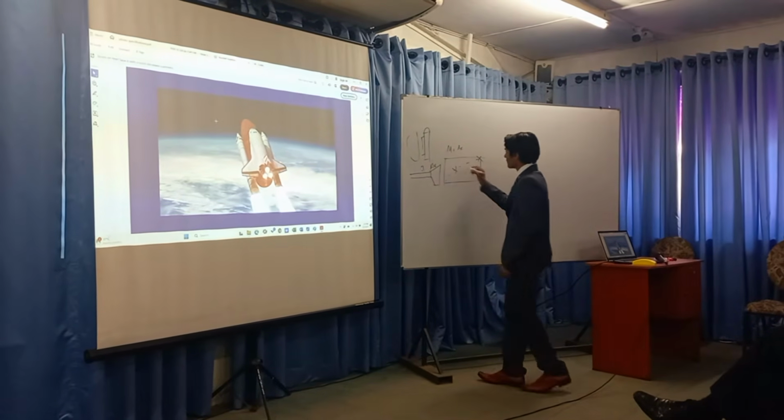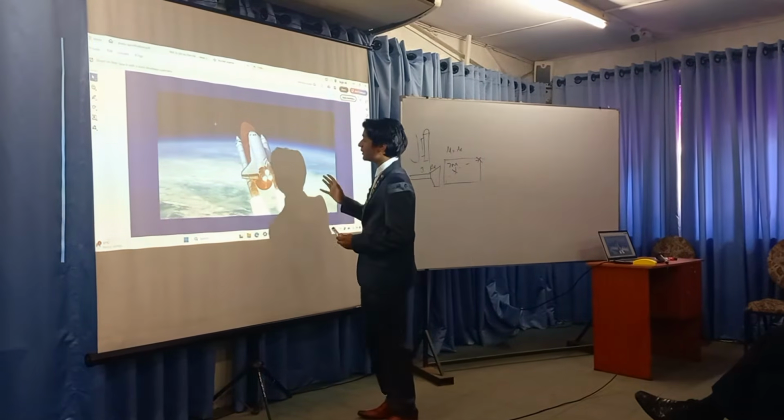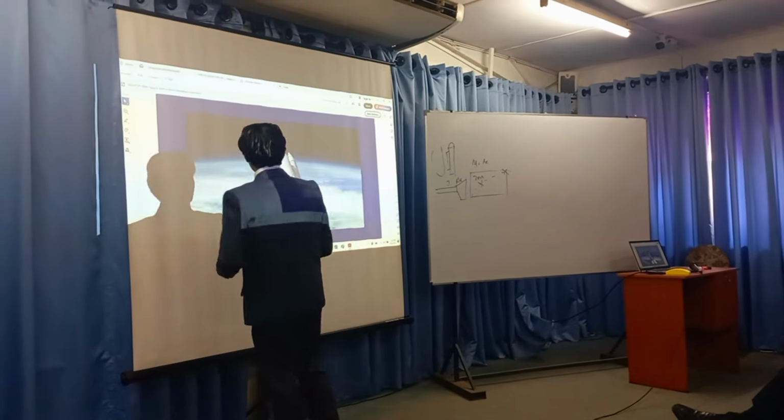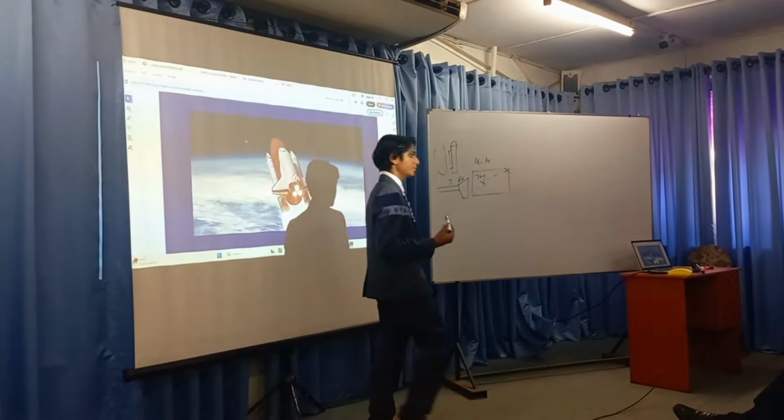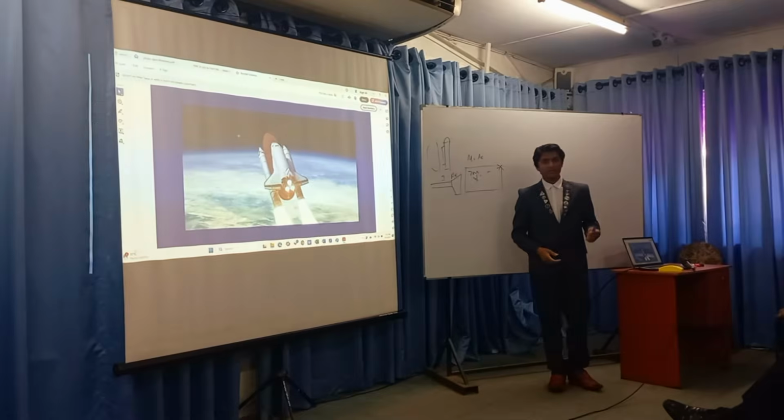At about 2 minutes, all of this will be completely abandoned. The only thing that will be heading into near Earth orbit will be the space shuttle and the external fuel tank. There will be no more solid fuel left. The only thing that will be left is hydrogen and oxidizer.